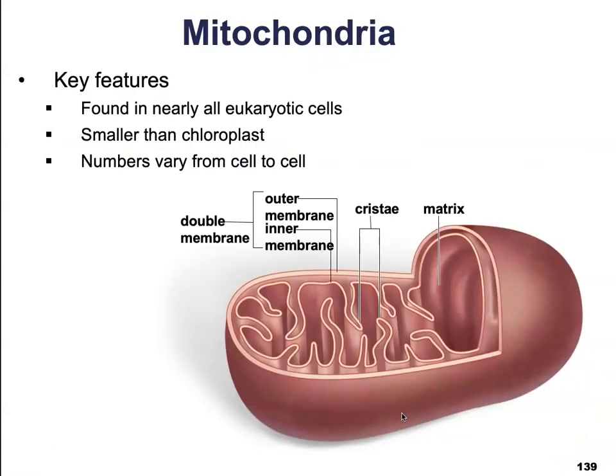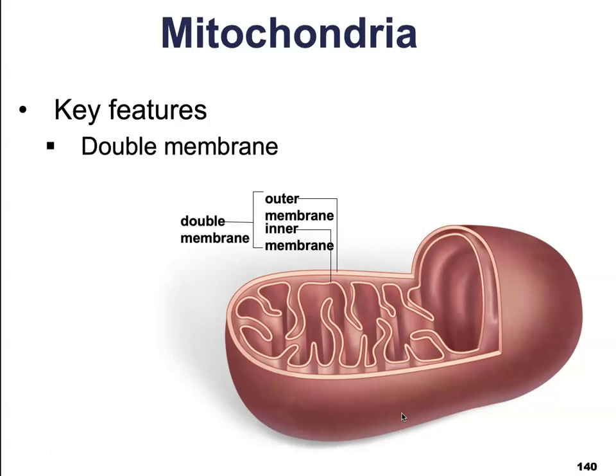The mitochondria is interesting as well. The mitochondria is going to be responsible for turning that glucose into ATP, turning that chemical energy into that short-term burst of energy that we may need to drive different cellular processes. The mitochondria is going to be found in nearly all eukaryotic cells. Plants and animals are going to have mitochondria. It's going to be much smaller than the chloroplast, and its numbers are going to vary from cell to cell depending on that cell's metabolic needs.